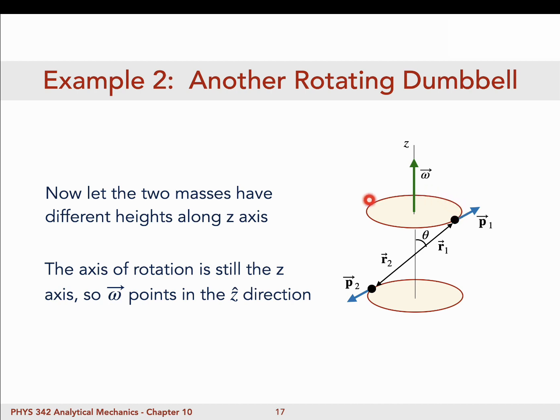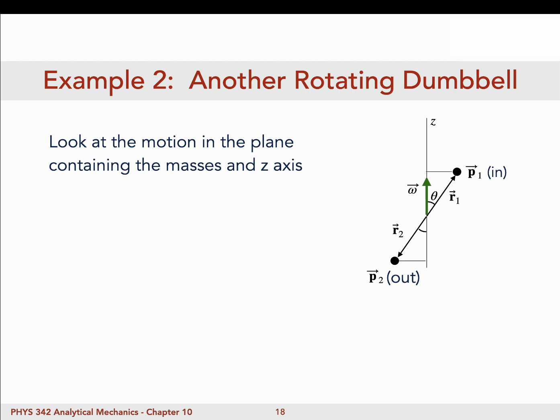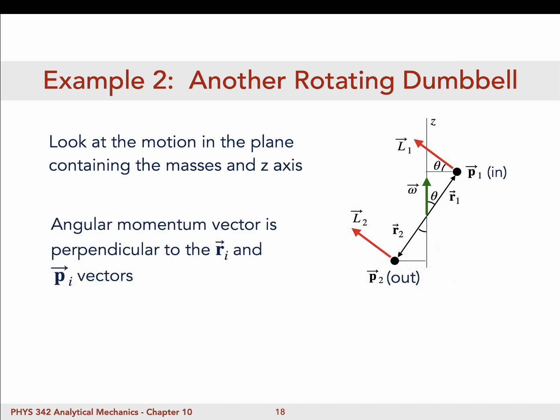Because each of these objects is spinning around the z-axis, the angular velocity vector is going to be the same as it was before. It's just like spinning around in the same way. So this is still a rotation around the z-axis. Let's now look at a slice through the previous diagram, where this is our object up here, and our object down here. This velocity is going to be into the page as it's circling around. This one's coming out of the page as it's circling around.